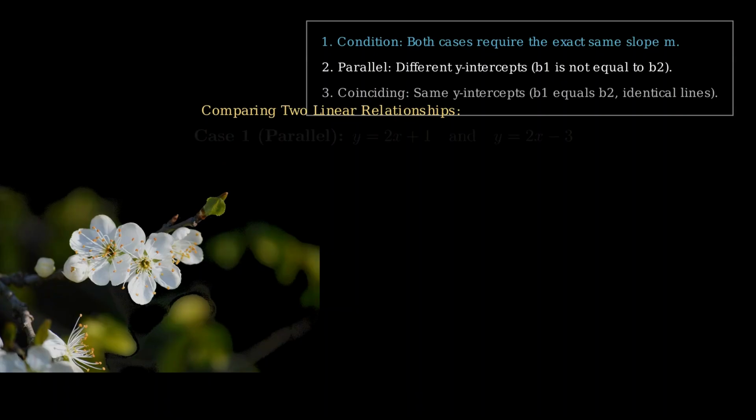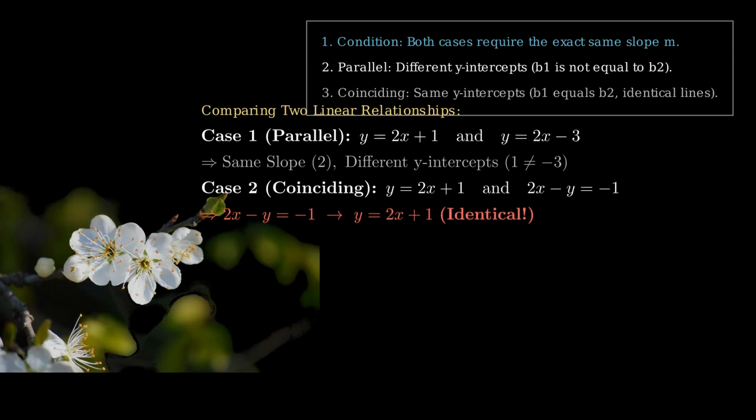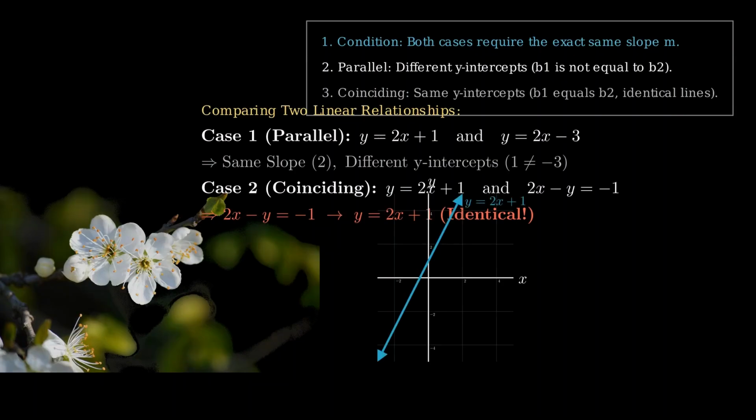Let's compare two examples with a slope of 2. First, look at y equals 2x plus 1 and y equals 2x minus 3. They have the same slope but different y-intercepts, making them parallel. Second, consider y equals 2x plus 1 and 2x minus y equals negative 1. Converting the second equation gives y equals 2x plus 1. Since the slope and y-intercept are both identical, these lines coincide completely.